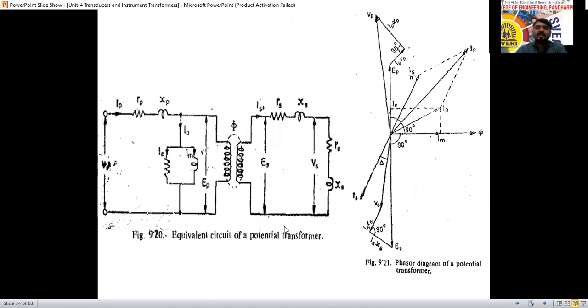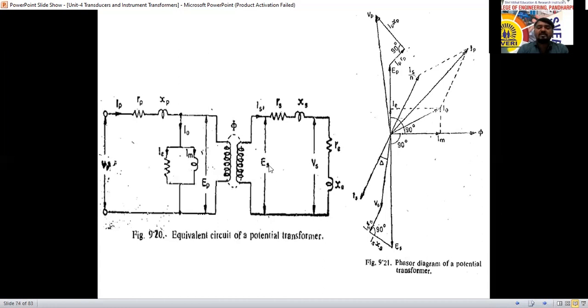This is the circuit we are going to use, the equivalent circuit of the potential transformer. Is there any change from the current transformer? There is no change at all. But previously we discussed the current values, and here we are going to concentrate on voltage and current both.